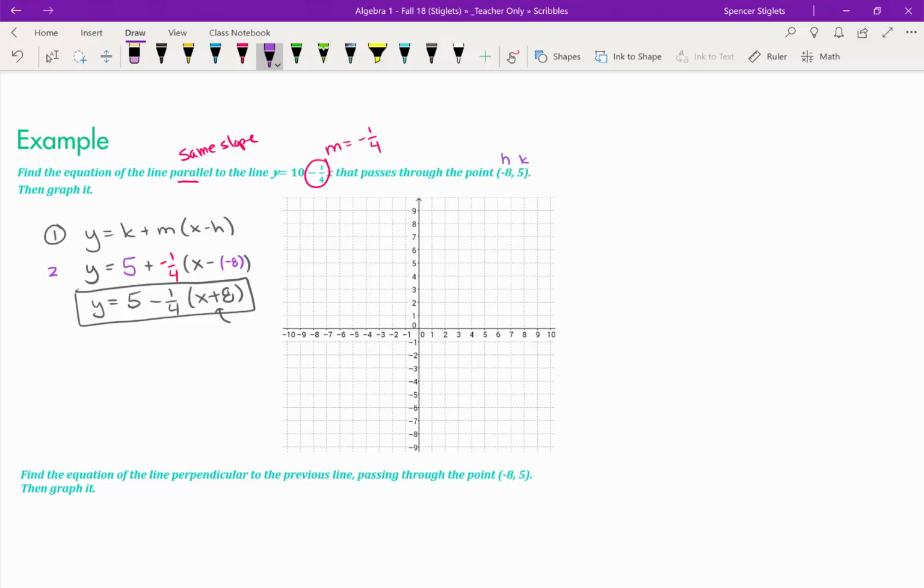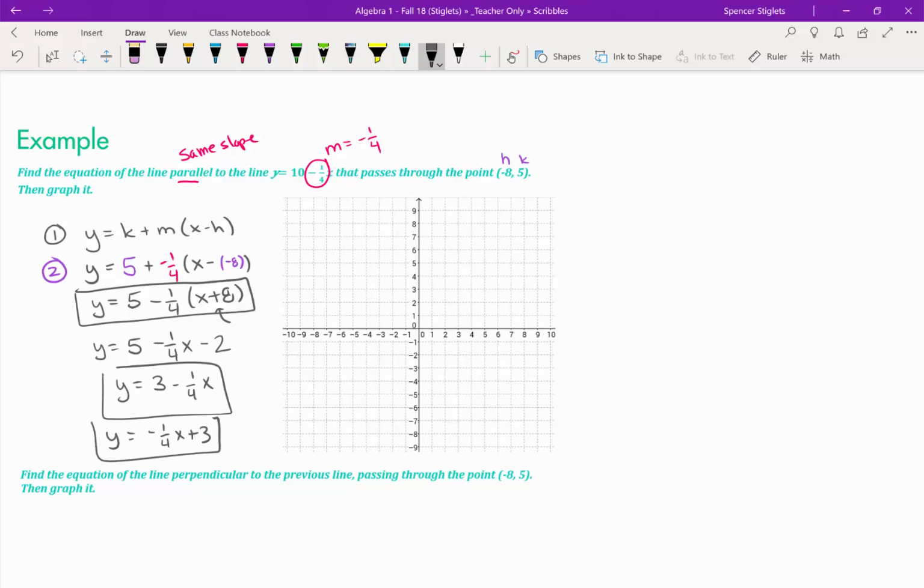So if I wanted to get slope-intercept form, this is the optional third step. I guess I should have said that step 2 was to replace h and k and the slope, or the rate of change. And then if I wanted to finish this problem off, all I need to do is simply distribute and simplify. So 5, and then I have 1/4 times x, so minus 1/4 x. And then 1/4 times 8, but that would be subtraction. So 1/4 of 8 is 2. And then y equals 3 minus 1/4 x. That is slope-intercept form. Obviously, for those of you who like to have the slope first, negative 1/4 x plus 3, using the commutative property. So we could use either of those two. And that's it.